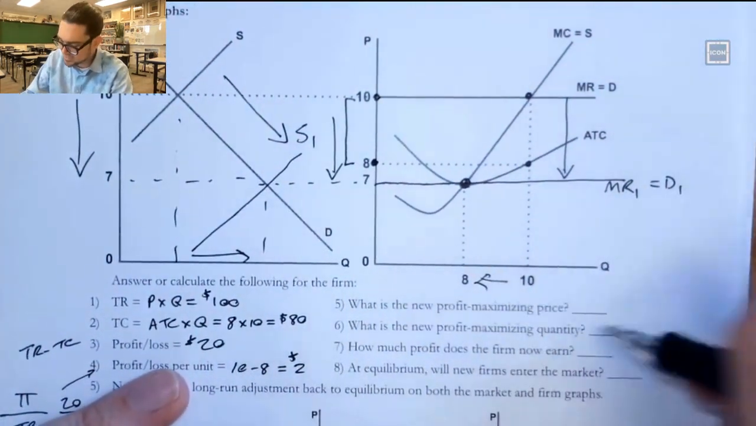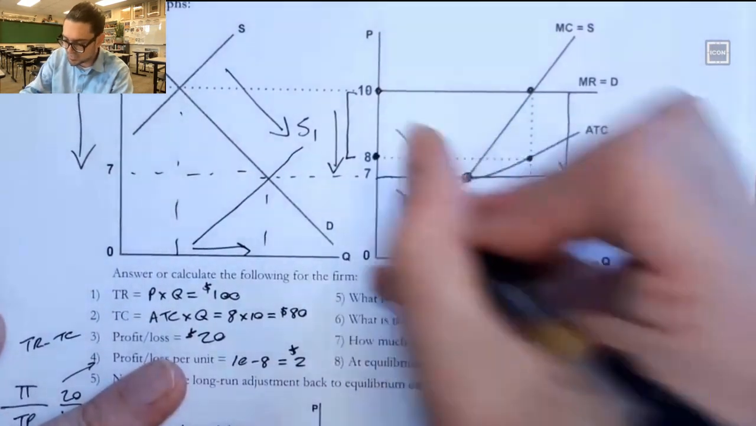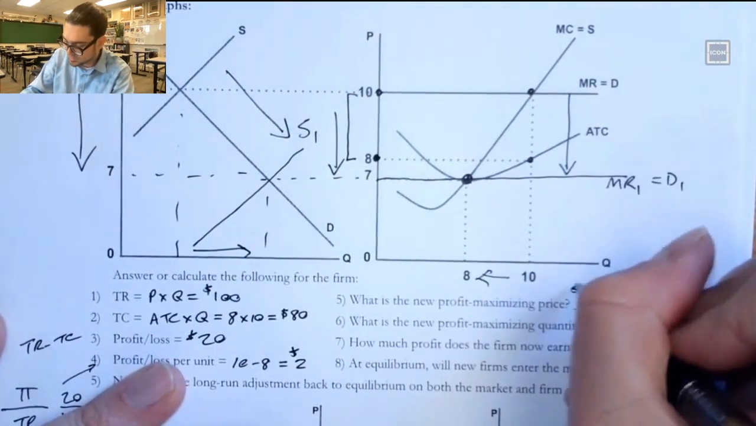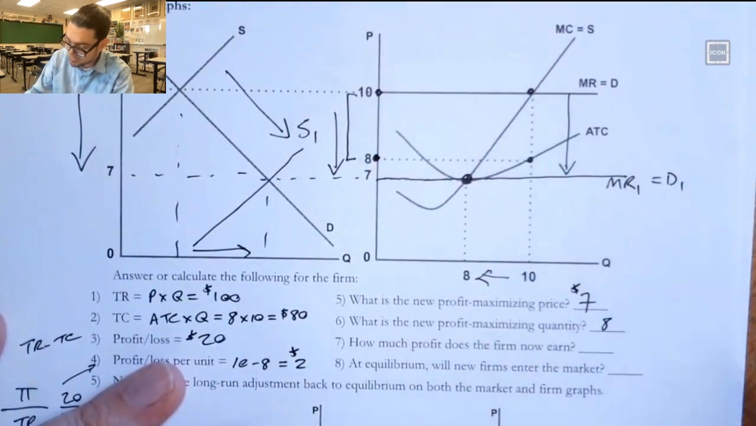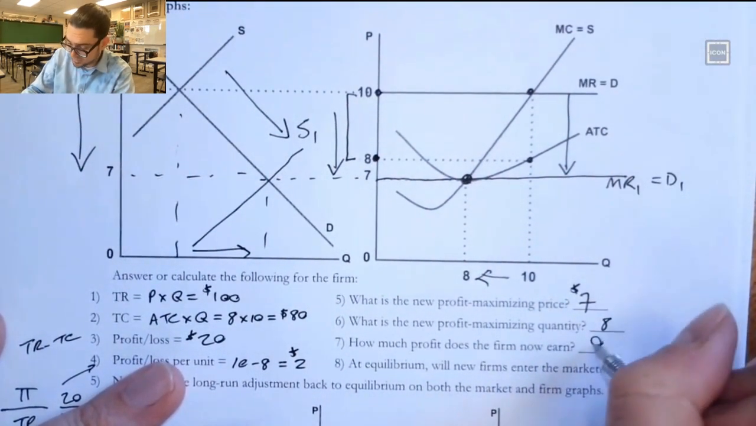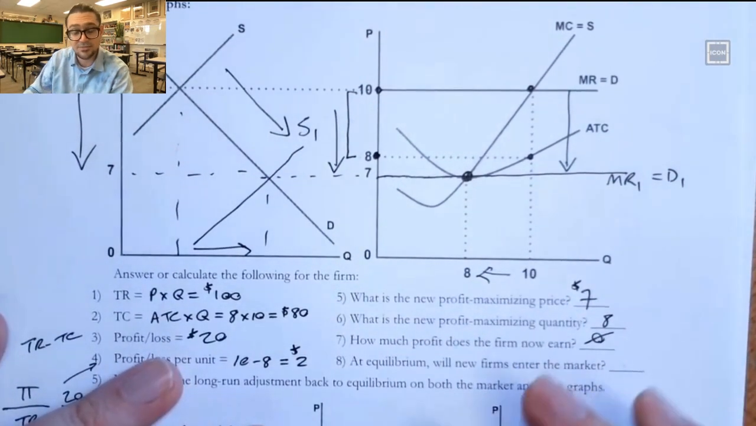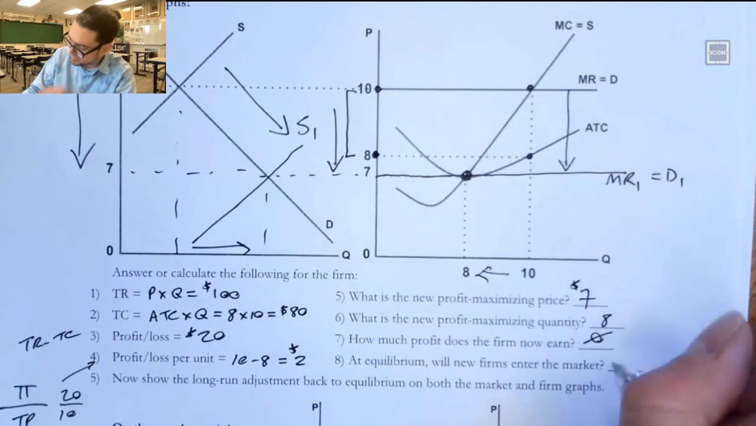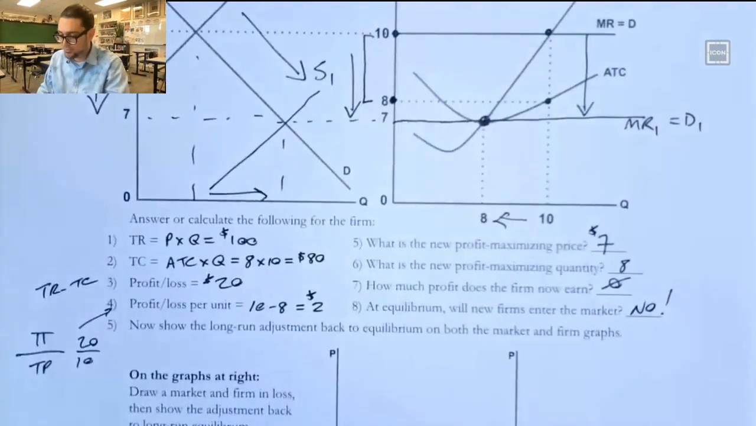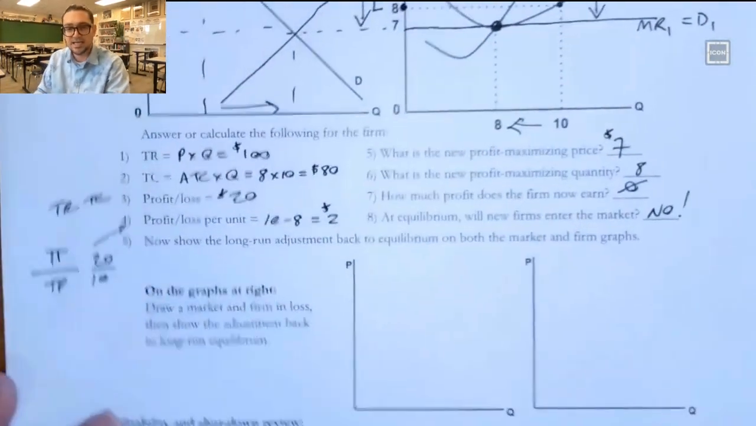So we'll ask things here. What's the new profit maximizing price? Well, that's going to be $7. The new quantity, where MR equals MC, is going to be 8. And now the profit, 0. In long run equilibrium, they don't earn anything above normal economic profit. And at equilibrium, will new firms be entering? No, they will not. So hopefully we're able to tackle that one.